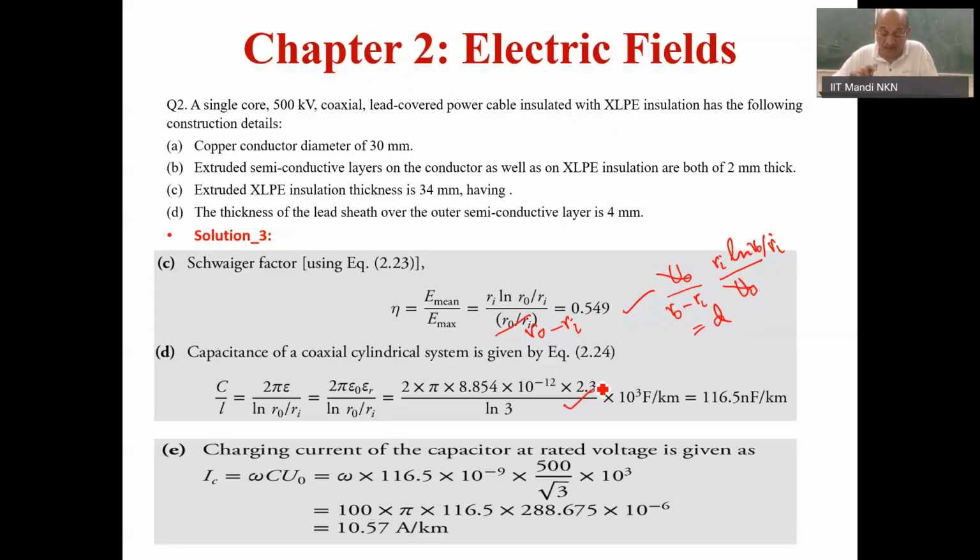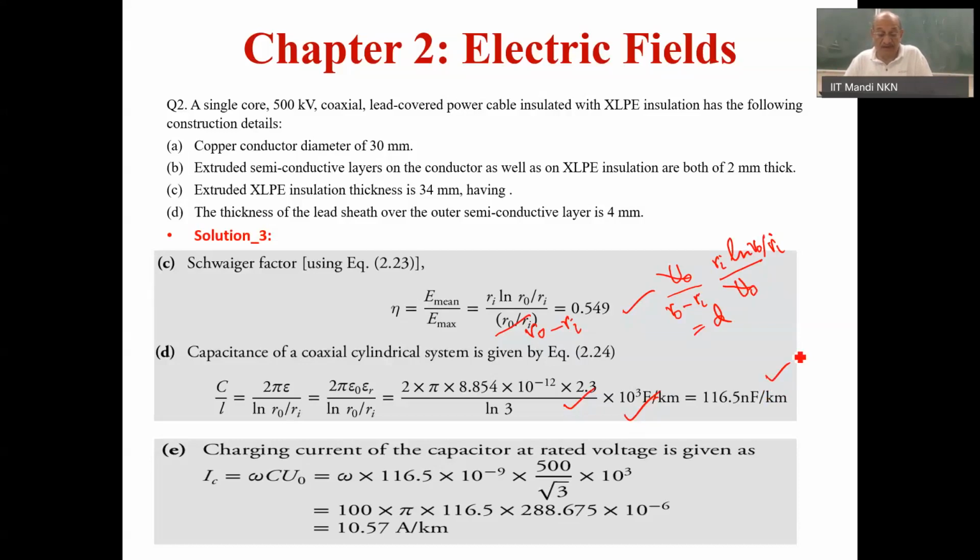And when you have to calculate per kilometer length, you are being asked per kilometer length, so multiply, because it was farad per meter, and now you need it per kilometer, multiplied by 10 to the power of 3. The farad per meter is the value of the epsilon naught. So that works out to be capacitance of 116.5 nanofarad per kilometer.